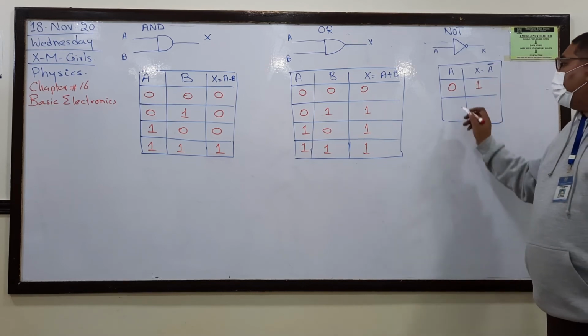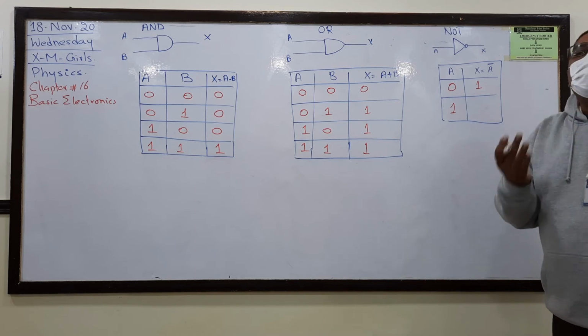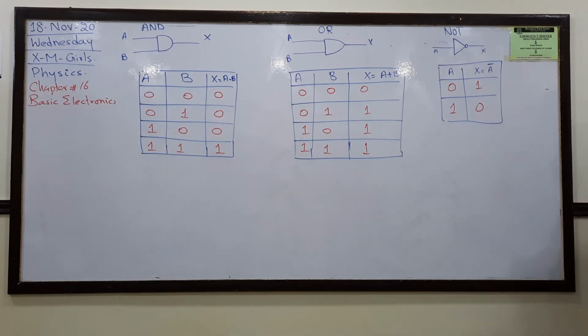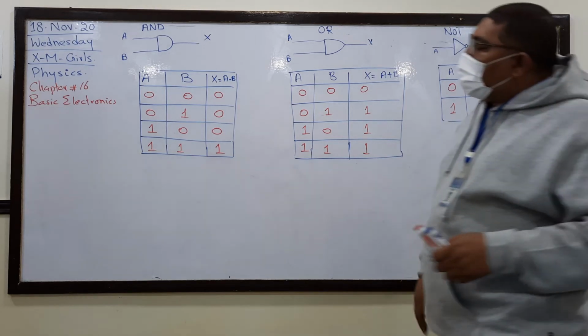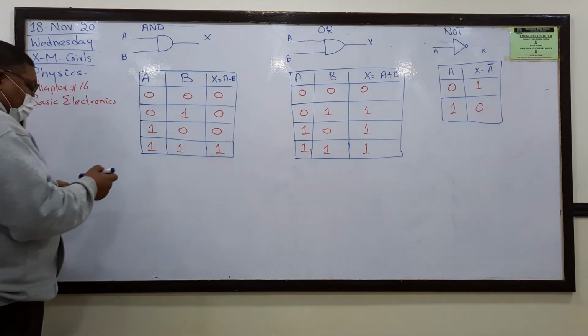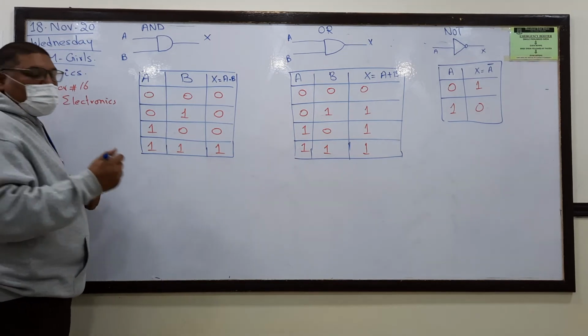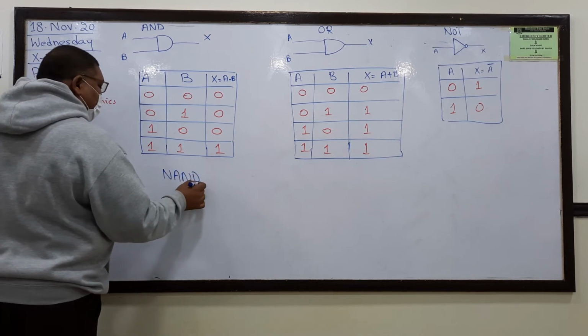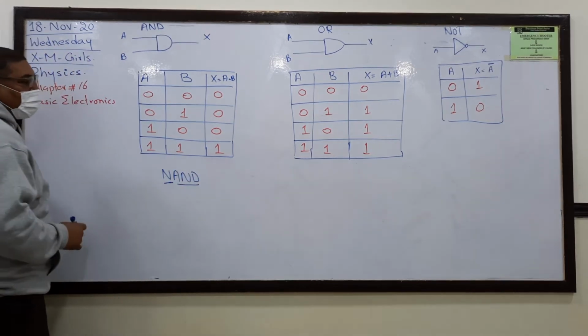If the input is 1, you invert it and the thing will become 0. This is called a NOT gate. Okay. We have another gate that is a combination of two gates, that is called a NAND gate. What is it called? NAND. N-A-N-D. This is an AND and NOT gate.